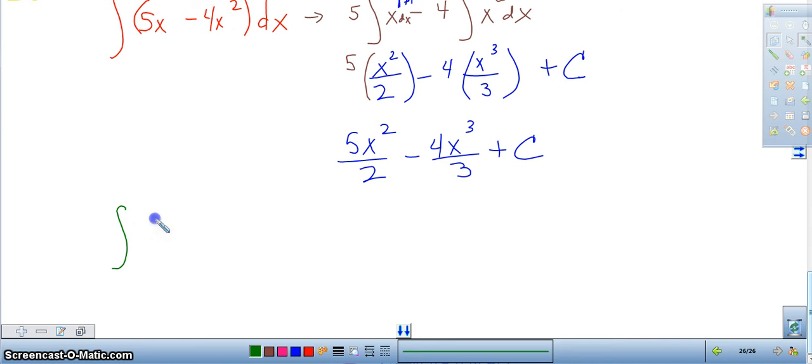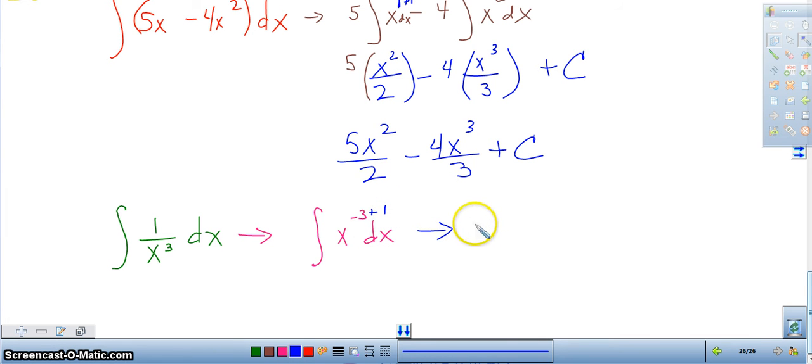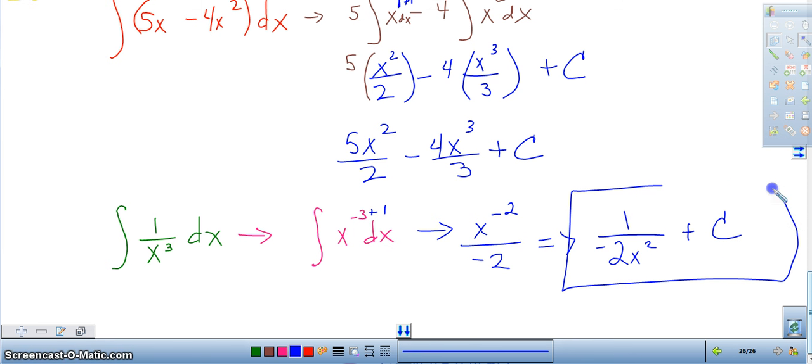If I integrate 1 over x cubed dx, this one calls for a rewriting. So the same as integrating x to the negative third dx. Same power rule though. What you do is you add 1. So negative 3 plus 1 is negative 2. So I get x to the negative 2, and then I have to divide by the power. The power is negative 2. So if I simplify that and make it look nicer, I get 1 over negative 2x squared plus some constant of integration.